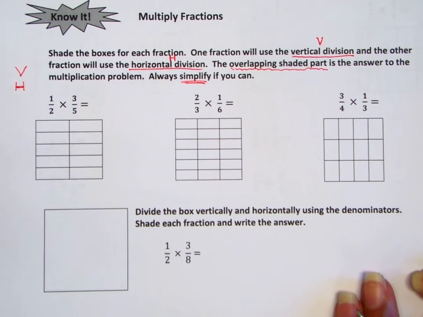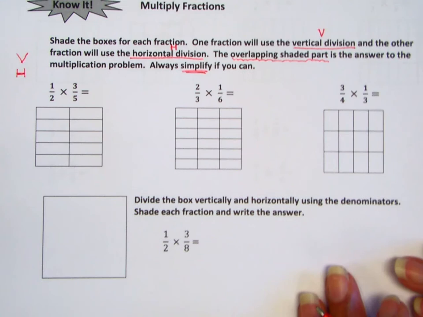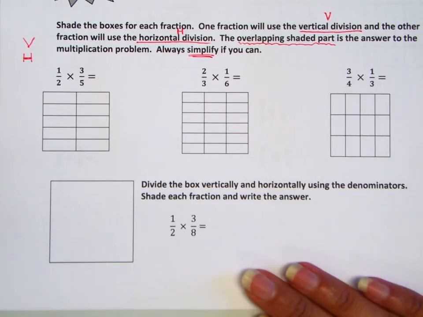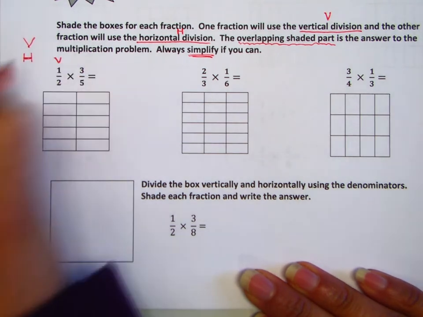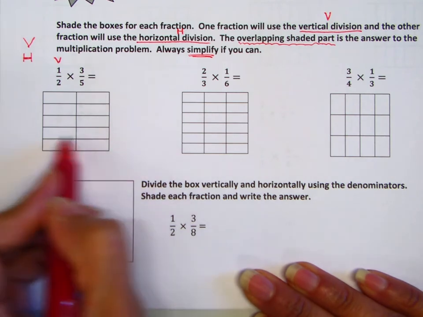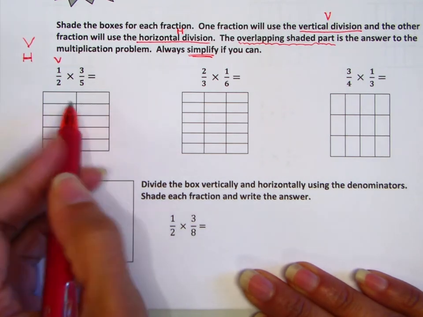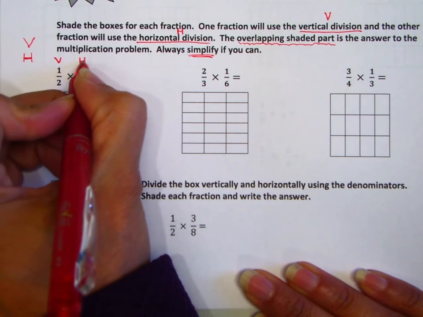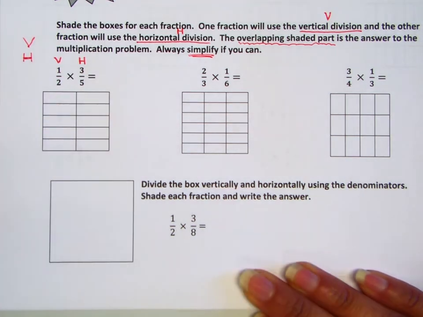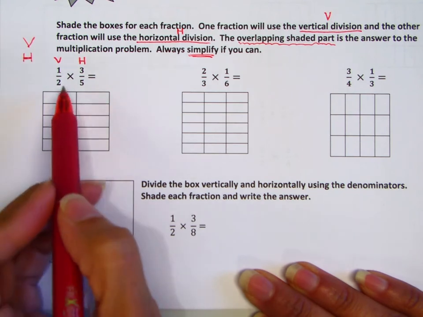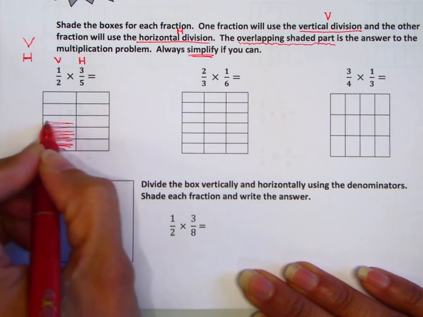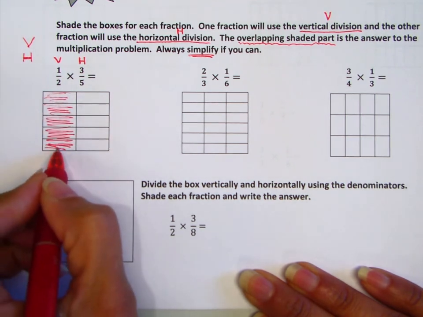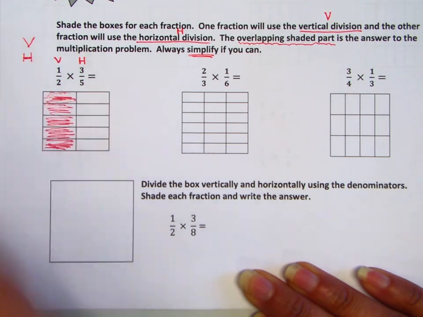So let's try the first one together. We have 1/2 times 3/5. Now let's label our fractions. We're going to use the vertical division for 1/2, and the horizontal divisions for our second fraction. Just looking at our vertical division, we have one division right here in the middle, so we want to shade 1/2 of our box. Now don't shade it too dark, because we are going to use a different type of shading in the other direction.